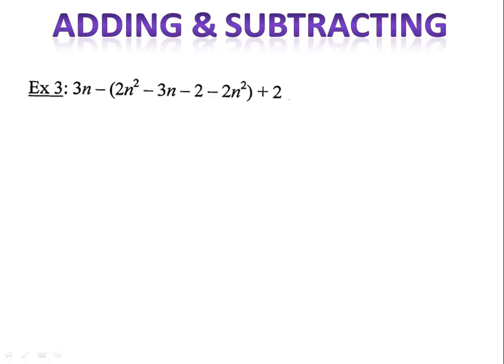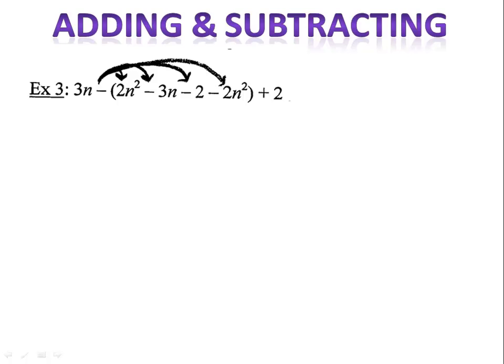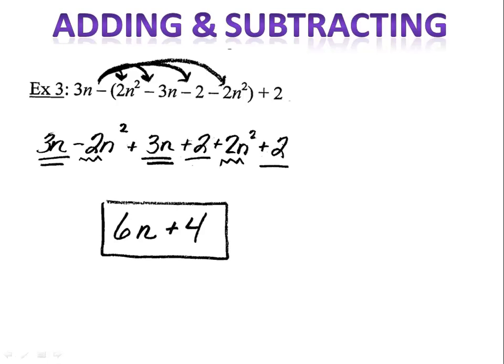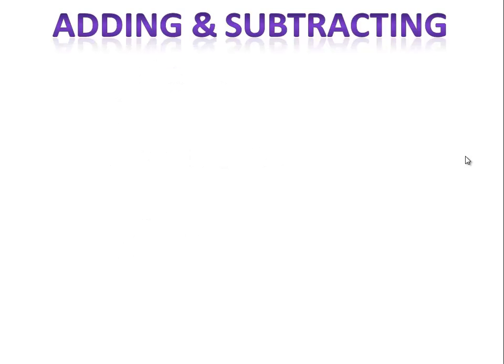Example 3 is a little interesting because you notice there is that subtraction sign in front of the parenthesis. We have to use the distributive property in order to work with this. When we use the distributive property, we have 3n minus 2n squared plus 3n plus 2 plus 2n squared and plus 2 that was already at the end. Then we can combine like terms, and now we have our answer in simplest form.